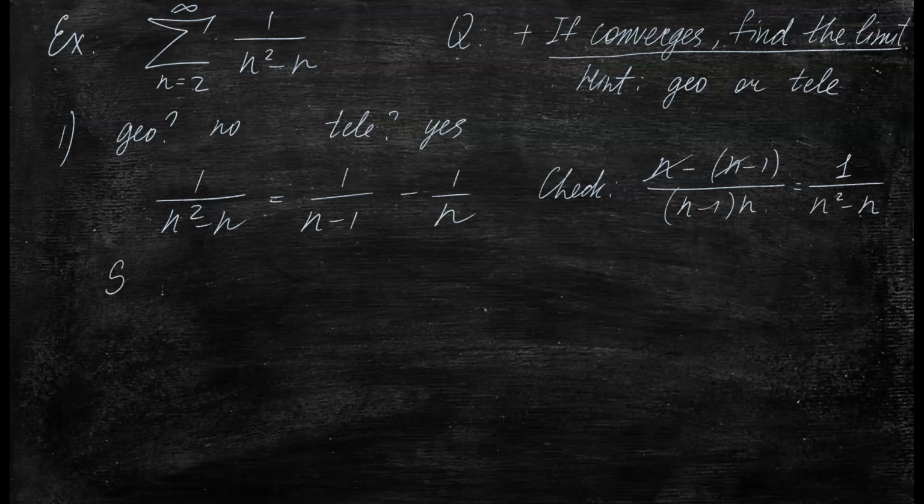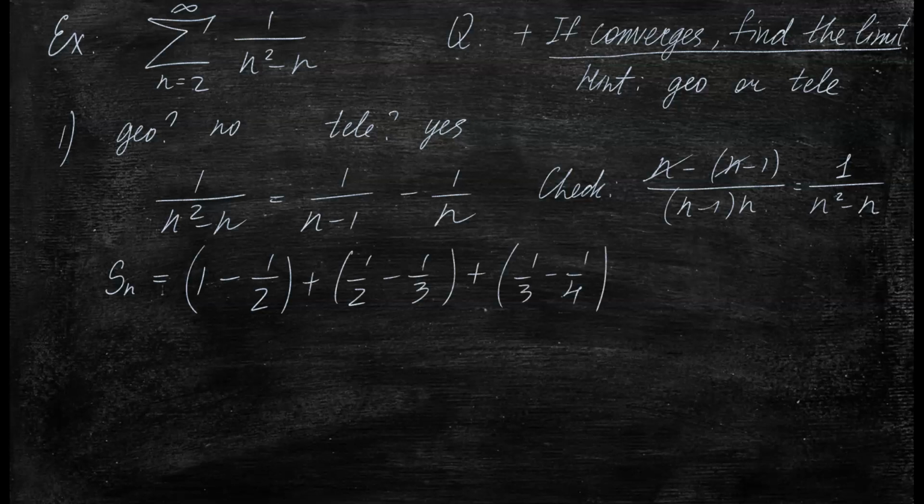Now we're going to express the partial sum, the nth partial sum. So we're going to have 1 minus 1/2 plus 1/2 minus 1/3 plus 1/3 minus 1/4, etc., until we get to plus 1 over n minus 1 over n plus 1. Sorry, there's no so on. This is the nth partial sum.